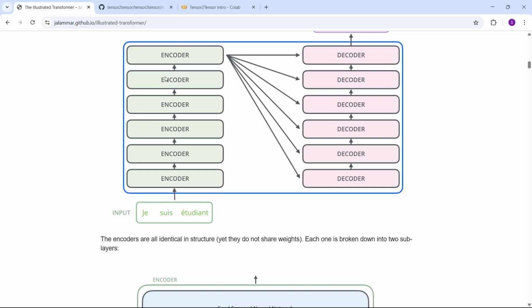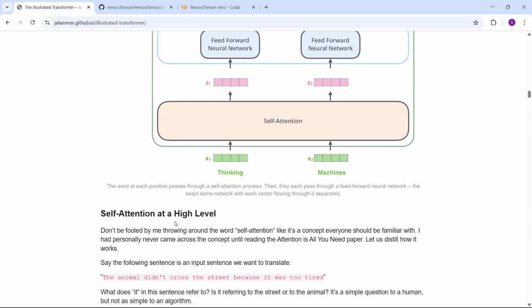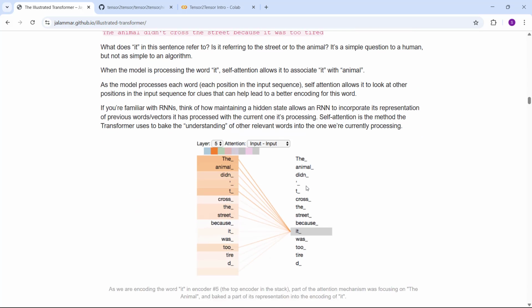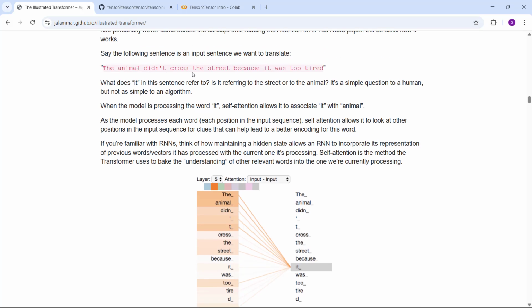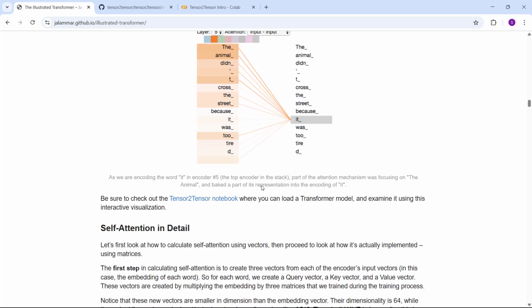And then similarly, the output of encoder 5 will be passed to encoder 6, right? So that is how we'll calculate the self attention. And if you notice, at a high level, the objective of self attention is to find which word is closely related to which other word in the input sequence. So if you see the sequence here, "the animal didn't cross the street because it was too tired," it is trying to understand the relationship of each word with respect to each other word. So that is the objective of self attention.